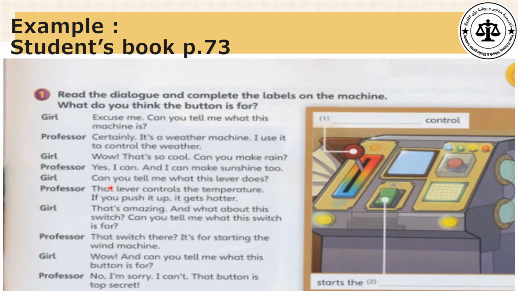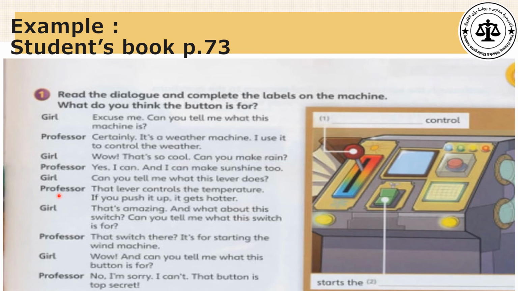The girl: Can you tell me what this lever does? So she pointed at the lever and she asked the professor about the lever. Look here at the form of the structure. Can, the modal verb; you, the subject; and tell, the infinitive verb; me, the object. What this lever does? This lever is a singular noun, so we use does, not do.